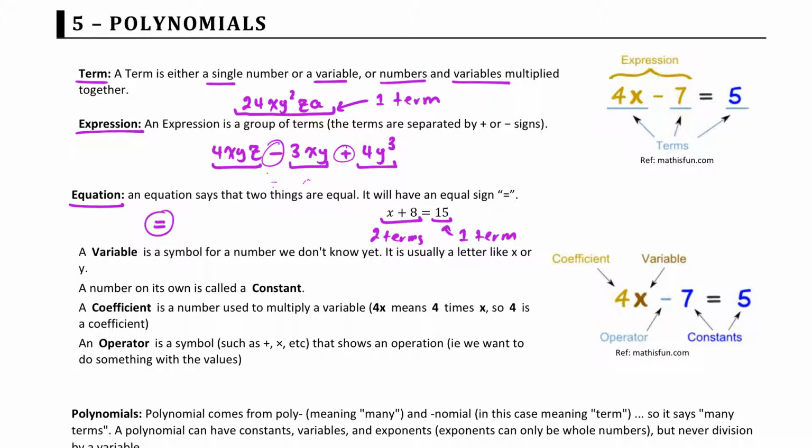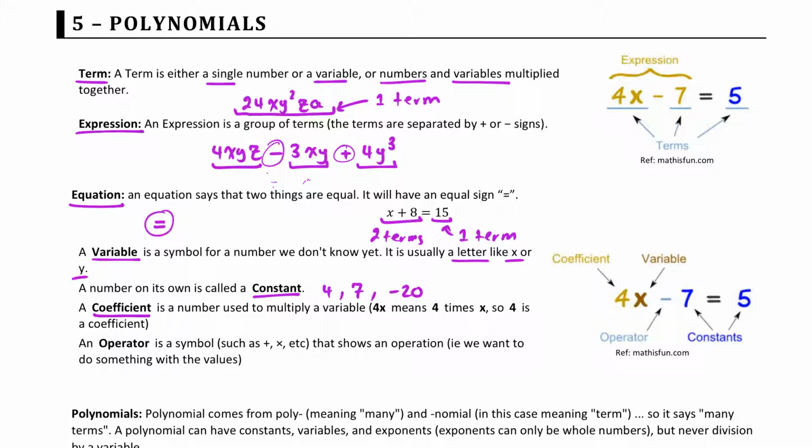A variable is a symbol for a number we don't know yet. We usually use letters such as x or y. We could use other letters, or we can use other symbols to represent a variable. A number on its own is called a constant. So examples of that could be 4, 7, negative 20, and these are numbers that don't have any variables attached to them.